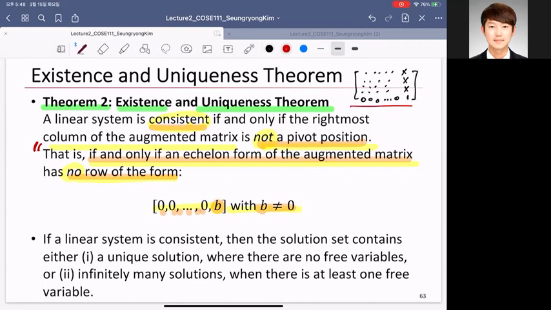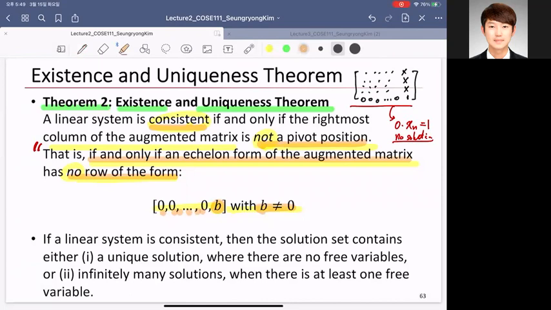Okay, let's suppose that this is the echelon form of the original matrix, but in this case 0 times xn is equal to 1. There is no solution that satisfies this statement. So we can say that this system does not have any solution. So this system is inconsistent, right? In the other case, we can say that the system is consistent.